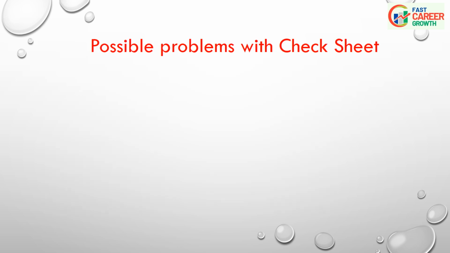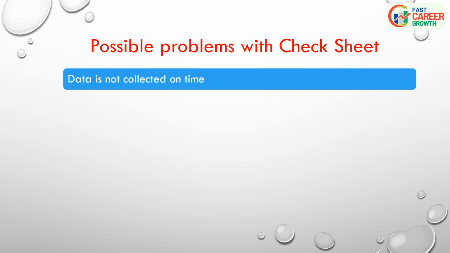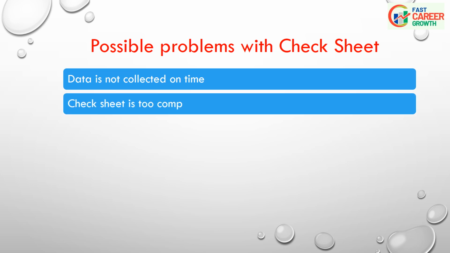Next is possible problems with check sheet. Data is not collected on time. This issue can undermine the effectiveness of a check sheet. When data is not collected promptly, it may result in incomplete or inaccurate information. Delays in data collection can make it difficult to identify trends, respond to emerging issues, or make timely decisions. To address this problem, it's essential to emphasize the importance of timely data collection and establish clear guidelines and reminders for data collectors. Check sheet is too complex.